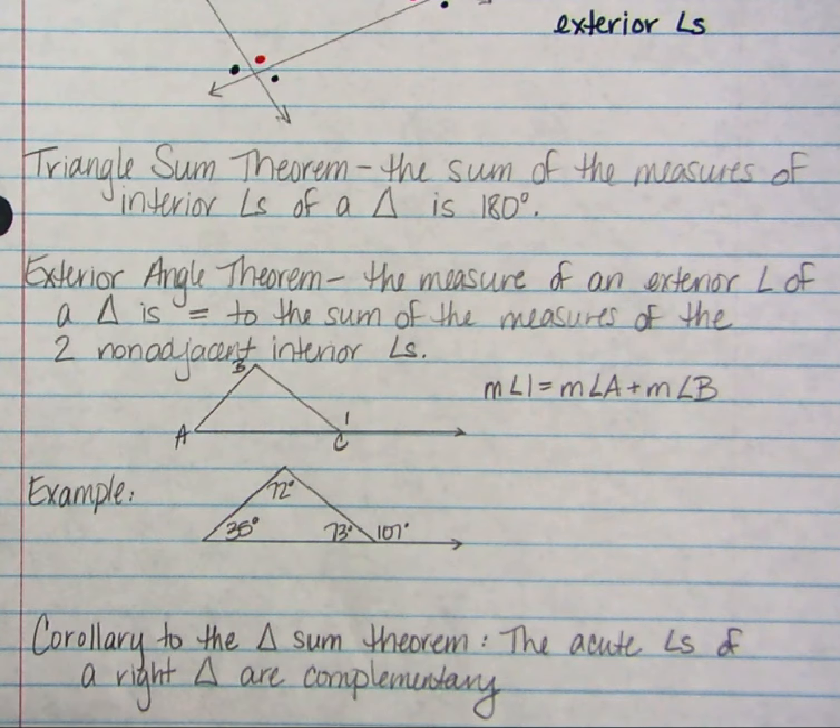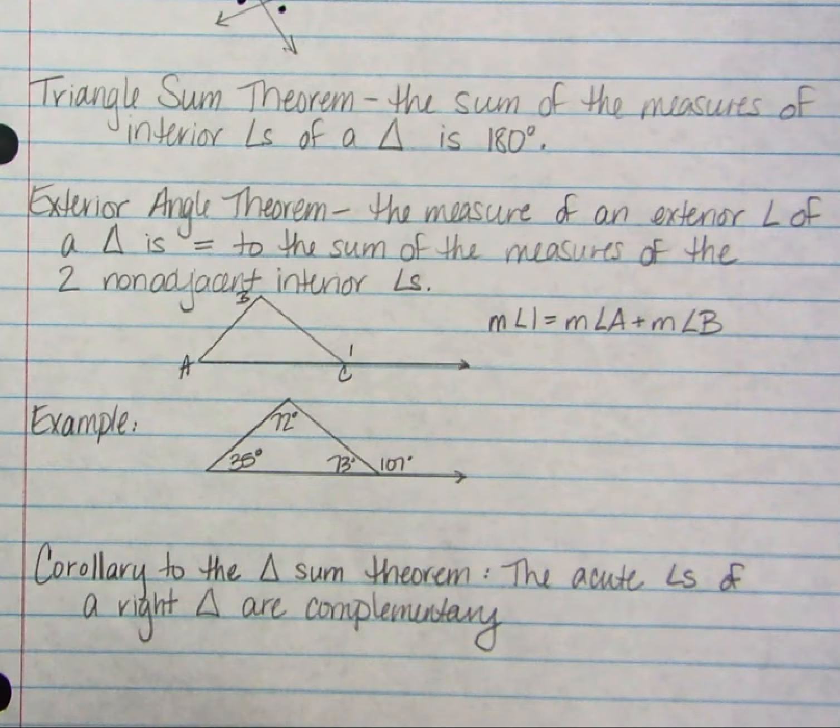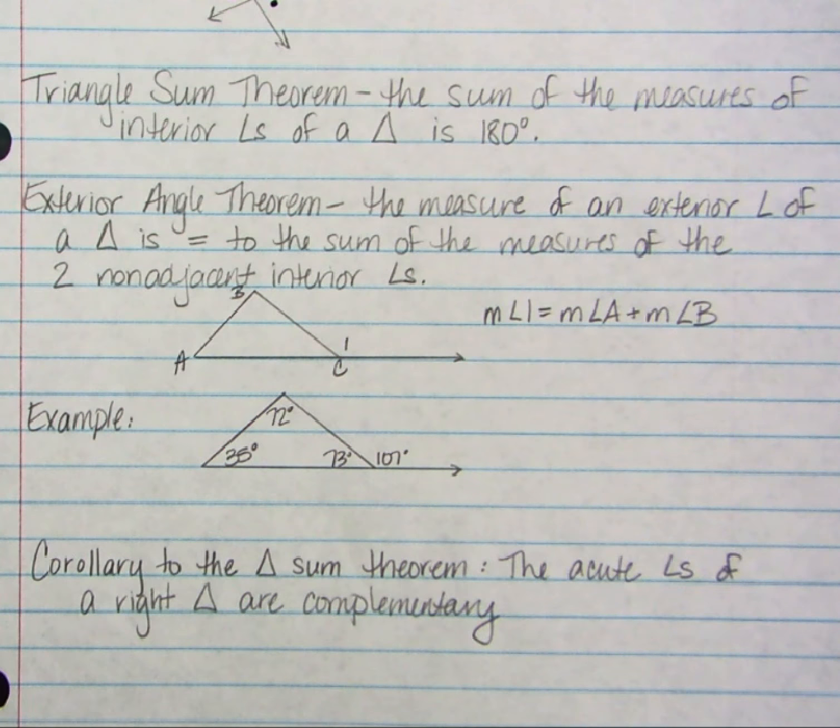So that works out. There is a corollary to the triangle sum theorem, and that is the acute angles of a right triangle are complementary. So if we have a right triangle, obviously one of the angles is 90 degrees. So the other two angles have to be complementary to each other because the whole thing has to add up to 180 degrees.